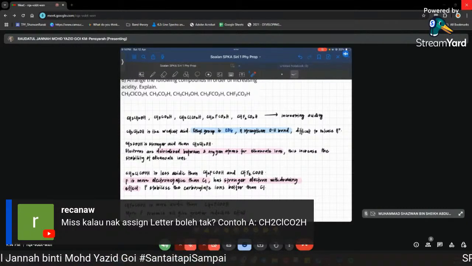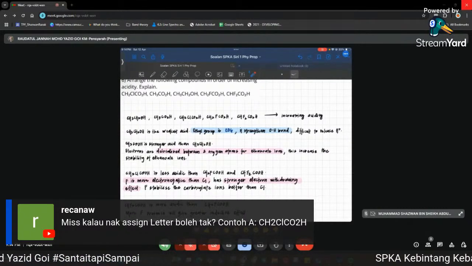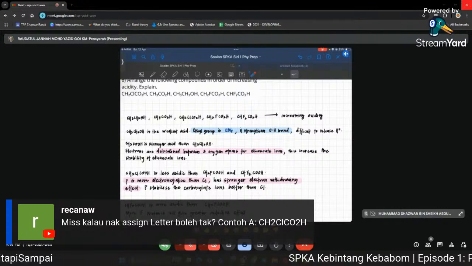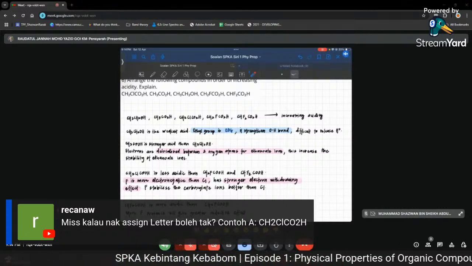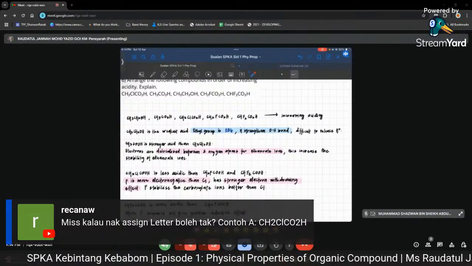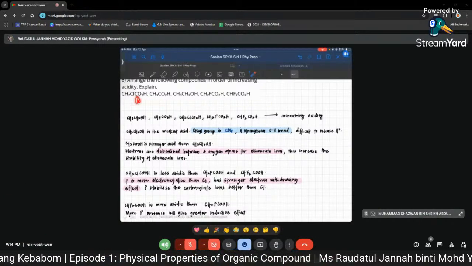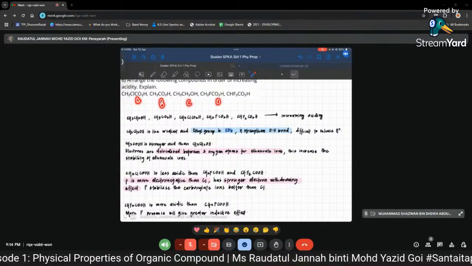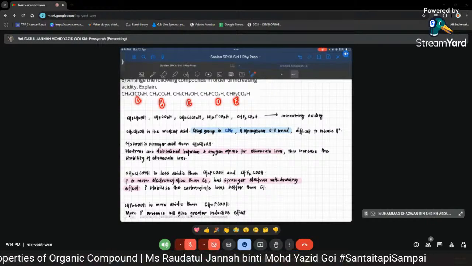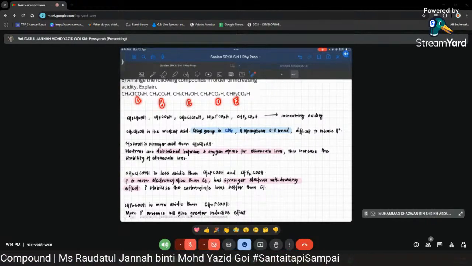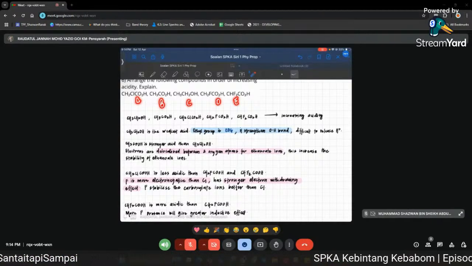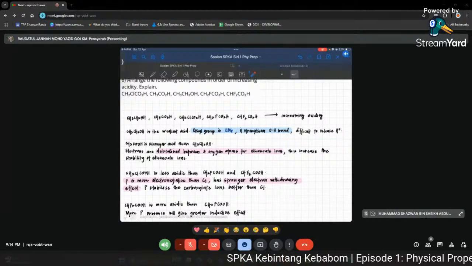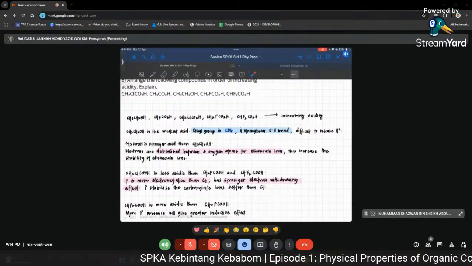Miss, kalau nak assign letter boleh tak? Contohnya, boleh. Boleh. Tak salah. Tapi make sure you janganlah assign tu dekat kertas soalan je. You assign dekat jawapan juga. Okay? So untuk jawapan you, salin balik everything and then label A, B, C, D, E. Okay? Barulah you tulis in the order of increasing acidity. Okay? Jangan tulis dekat kertas soalan je. Tulis dekat kertas jawapan juga. Okay? So by this, that would be the discussion about alcohol.